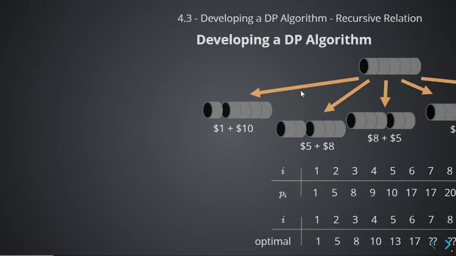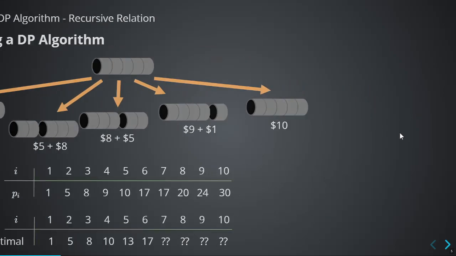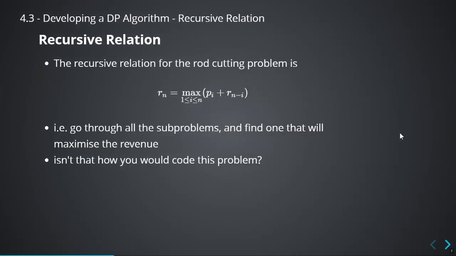So look at this picture again. You work out P1 plus R4, and then P2 plus R3, P3 plus R2, P4 plus R1, and just P5. You work out all of them. You have to recurse if you have to, sure. But when you come back, you have all 5 different solutions, and you compare which one is the best, and you pick the best. That's why we have the max function here. That's all there is to the recursive function in this problem.